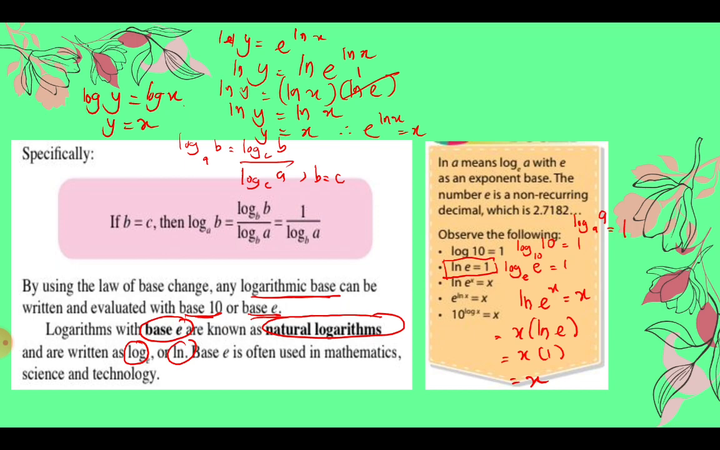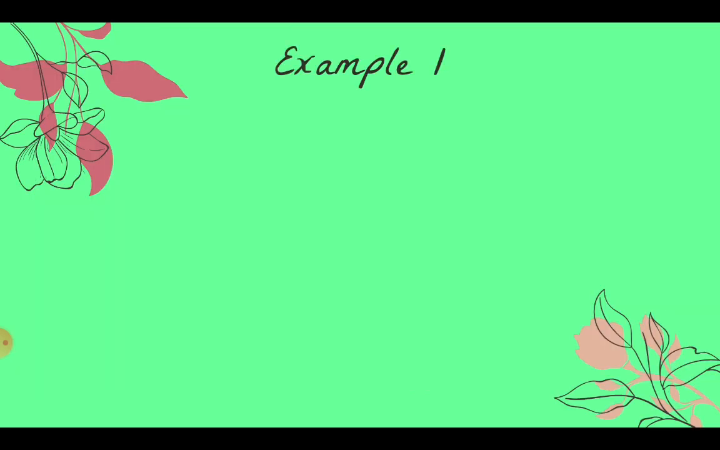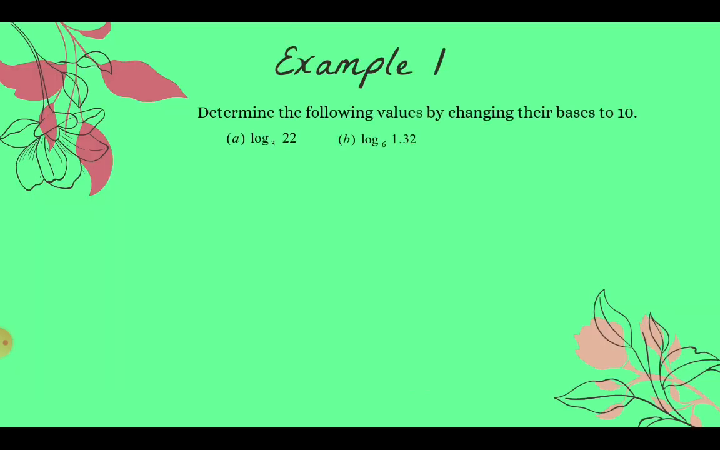Next, let's look at example 1. Determine the following values by changing their bases to base 10. Let's look at A, log 22 base 3. The initial base is 3, and the question asks us to change it into log base 10.